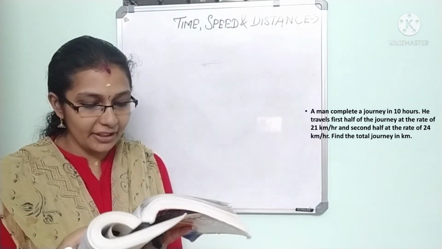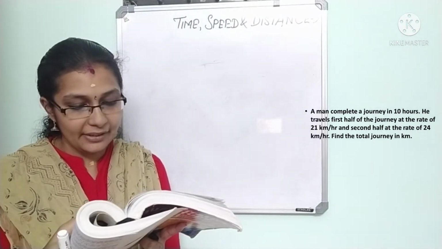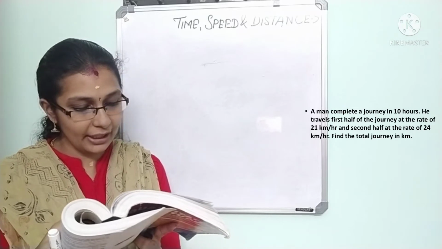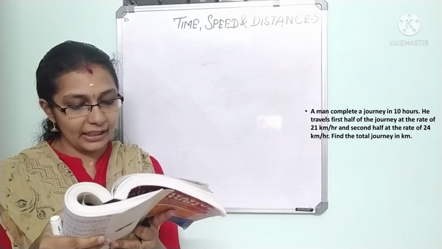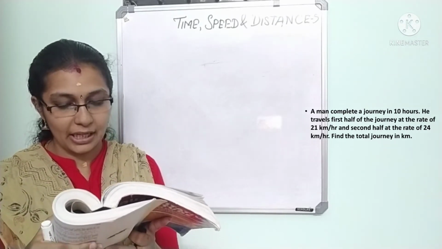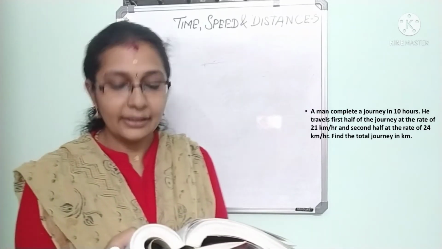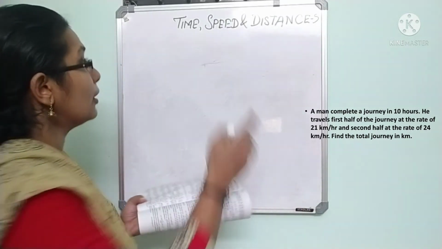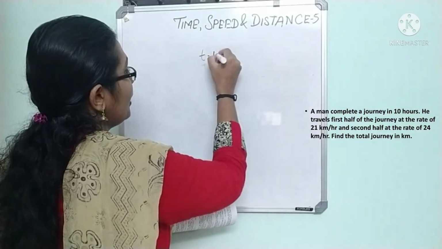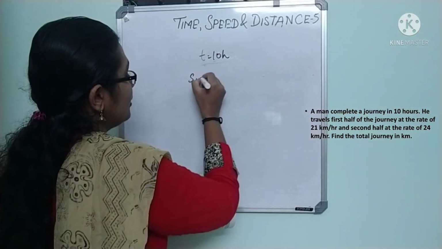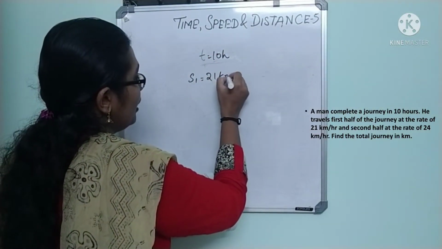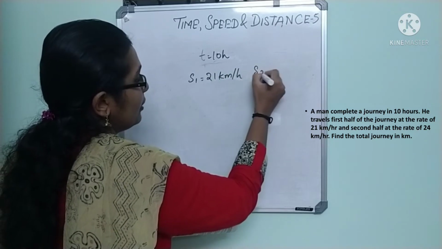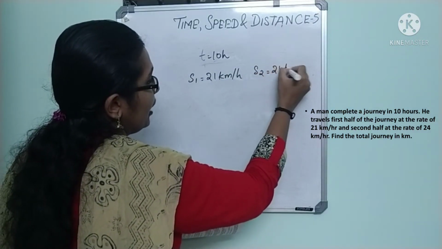A can complete a journey in 10 hours. He travels the first half of the journey at the rate of 21 km per hour and the second half at the rate of 24 km per hour. Find the total journey in kilometers. Okay, so what are all the data given? Time is equal to 10 hours and speed 1 is equal to 21 km per hour and speed 2 is equal to 24 km per hour.